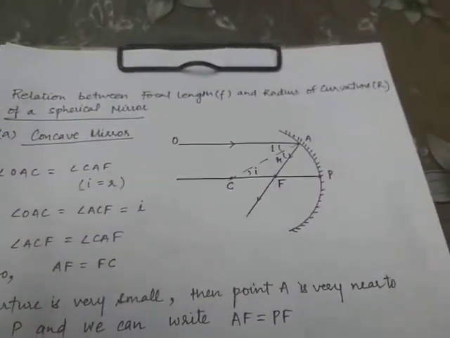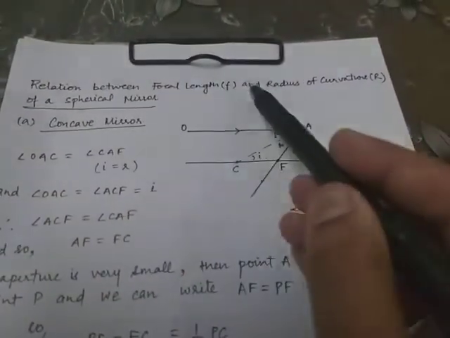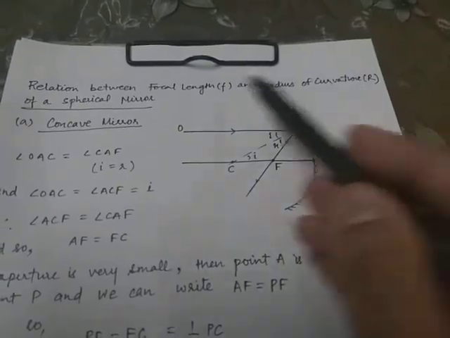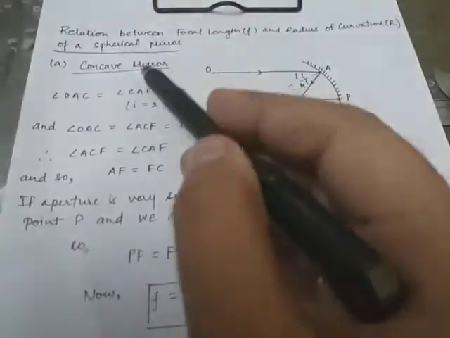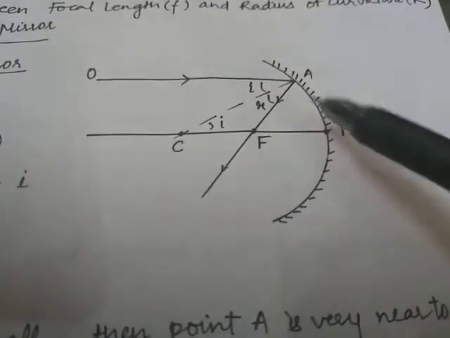Hello everyone, let's start with our next topic, that is relation between focal length and radius of curvature of a spherical mirror. Let's start with first type of mirror, that is concave mirror. Let's see the diagram first. In the diagram, this is a concave mirror.